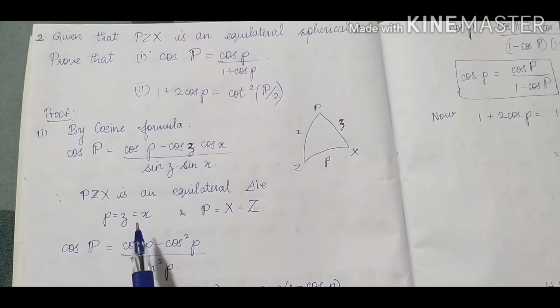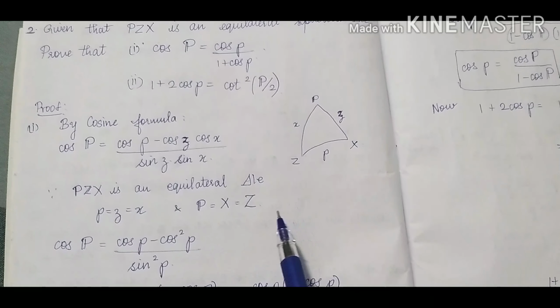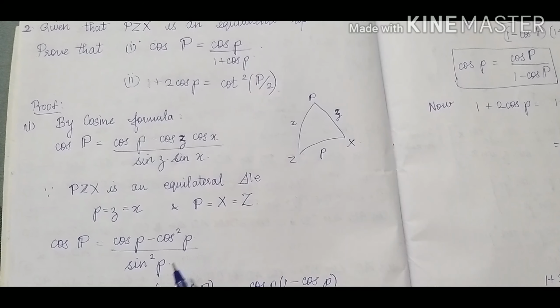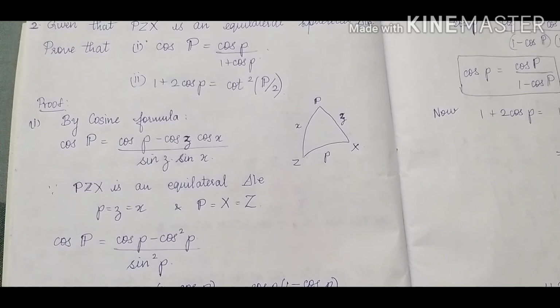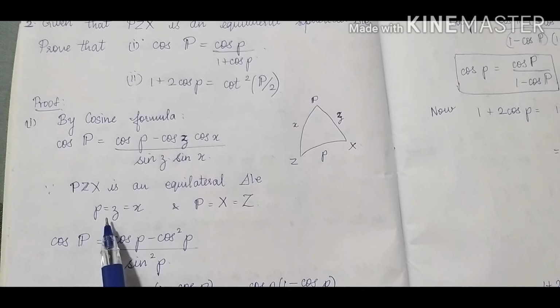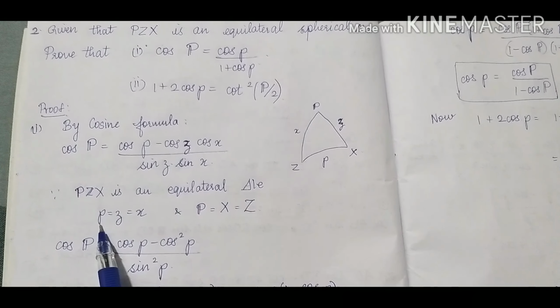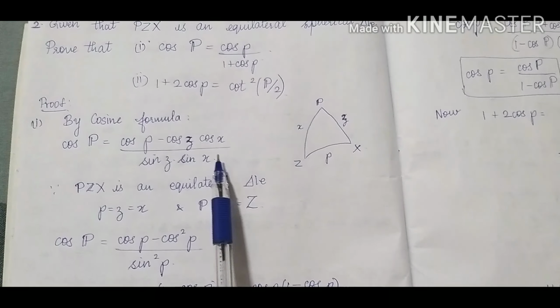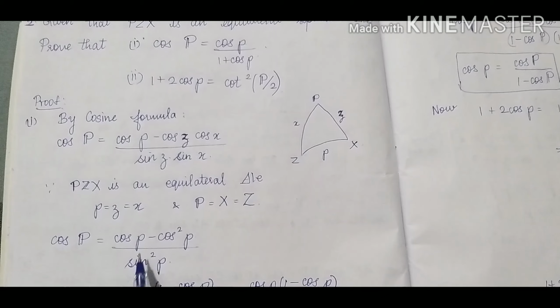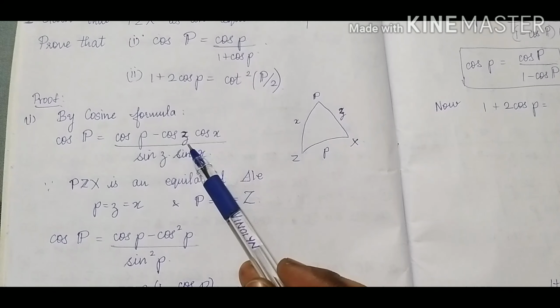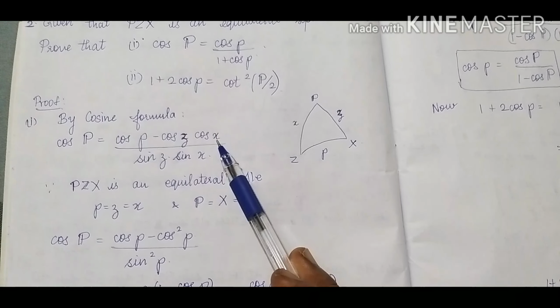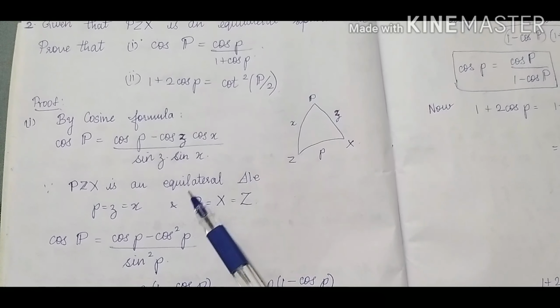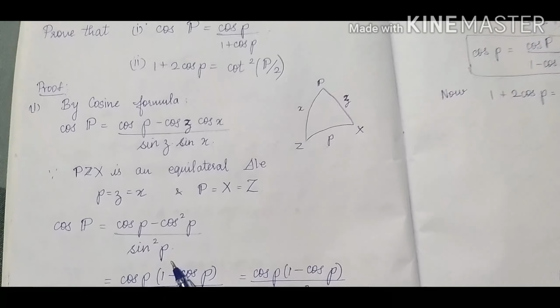Alright. Next we know that PZX is an equilateral triangle. Since it's an equilateral triangle, all the three sides and all the three angles are going to be equal. So I'm making use of the property that all the sides are equal on the right hand side of our equation. So this term will be as such cos p, and the second term, here too we'll have cos p, here too we'll have cos p, so it becomes cos square p. Similarly, the denominator becomes sin square p.